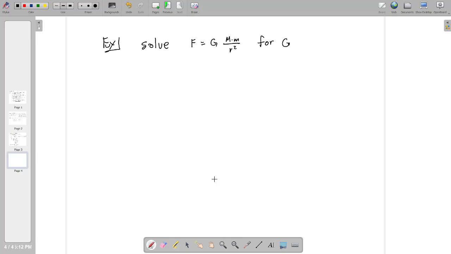Force is equal to this gravity, where G is the gravitational constant, capital M is the mass of one of the objects, lowercase m is the mass of the other object, and r is the distance between the two. So we're looking to solve for the gravitational constant G. So in order to do this, what I need to do is isolate G on one side. Let me write it down here.